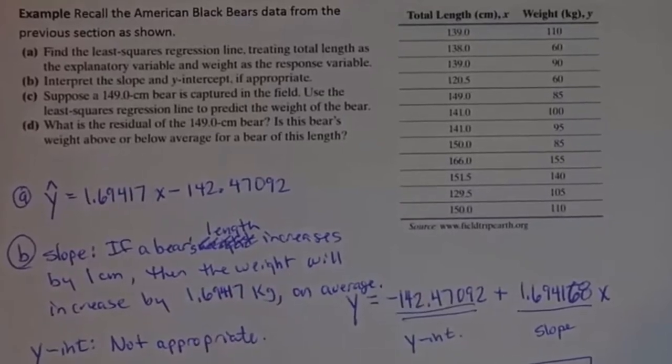Now, many times it will be appropriate to interpret the y-intercept. So just for the sake of it, in this particular case, think about what y-intercept means. Y-intercept is the value of y when x equals 0. So if x is 0, y would equal negative 142.47092. So if we did have a bear that was 0 centimeters long, which of course doesn't make any sense, then that bear would weigh negative 142.47092 kilograms, which also doesn't make sense. You can't have a negative weight. But that would be the interpretation if it was appropriate.